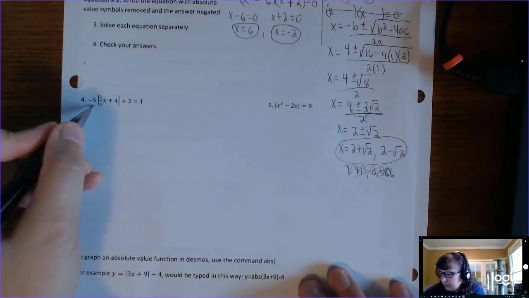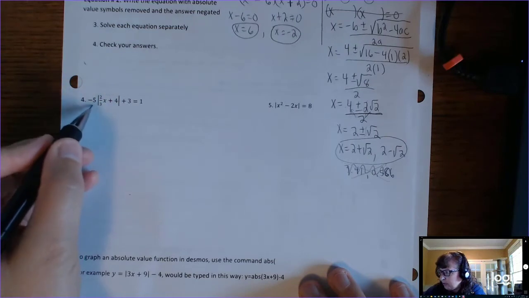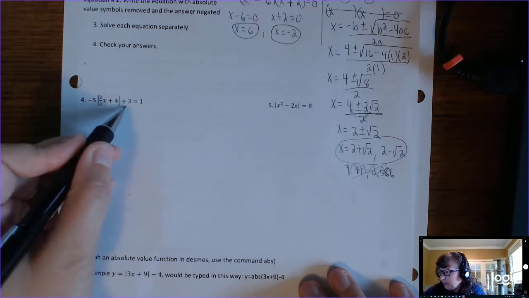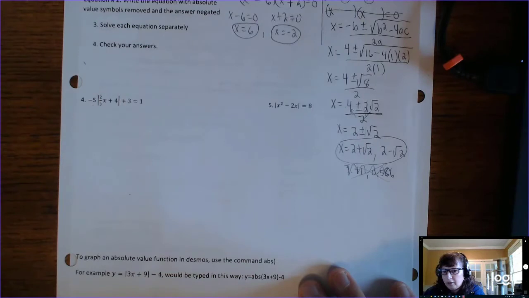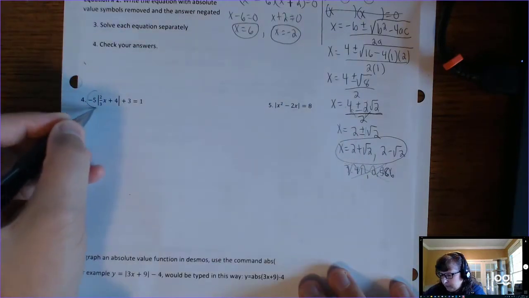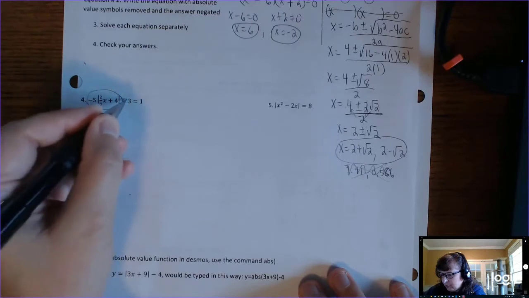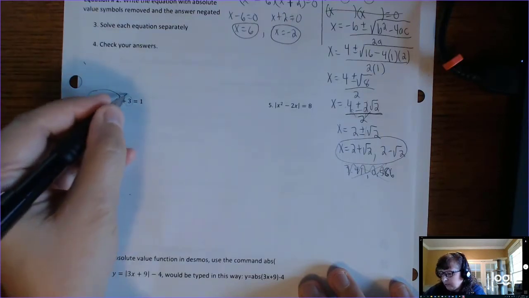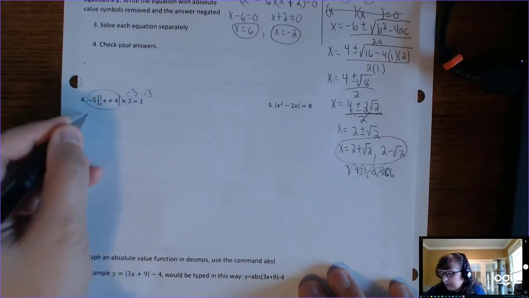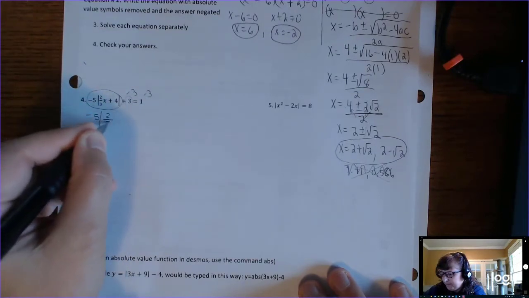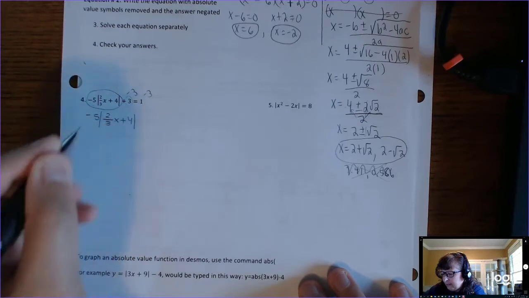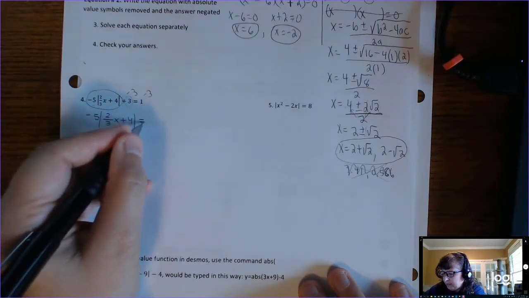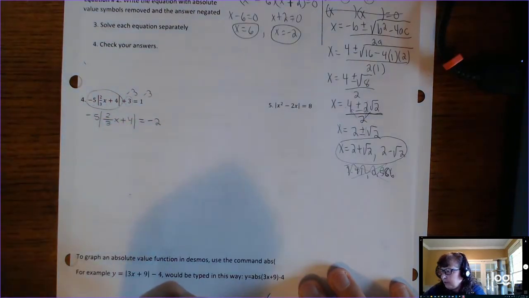So again, step 1 is to isolate the absolute value. So you want to get rid of this negative 5, you want to get rid of this 3. The trick is you have to know who to get rid of first. This is one term and that's another term. We want to get rid of this plus 3 first. Right, so we're going to subtract 3 from both sides and get negative 5 times the absolute value is equal to negative 2.